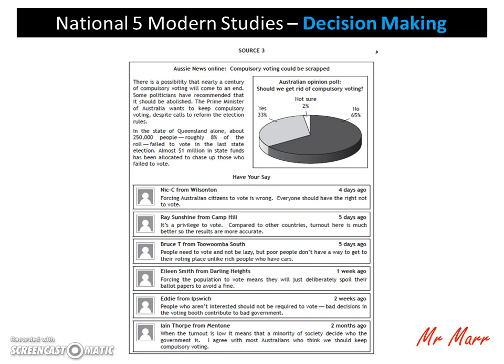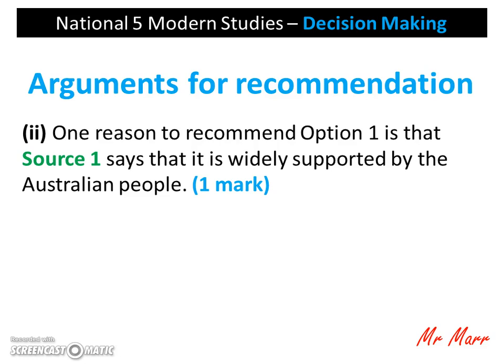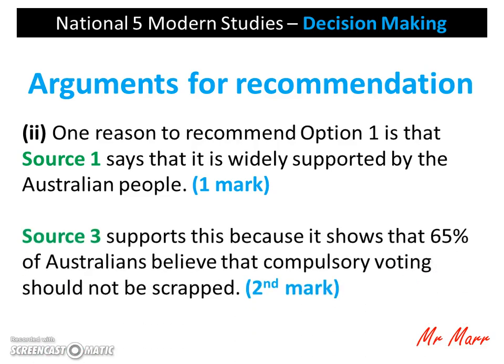Because we want to back it up with another fact, we then look at source 3. In this case, we see a statistic that proves that 65% of Australians want to keep compulsory voting. Clearly, this links to our first point. Therefore, we gain a 2nd mark by including this fact to back up the one we previously gained. Please note, both times source 1 and source 3 are identified as the origin for the fact. We want to repeat this 3 or 4 times. We can either give 3 arguments for a recommendation or 4 arguments for a recommendation.